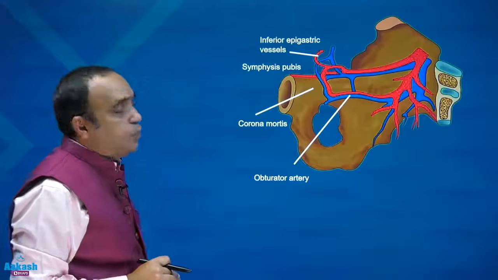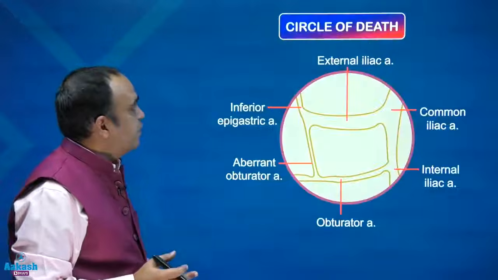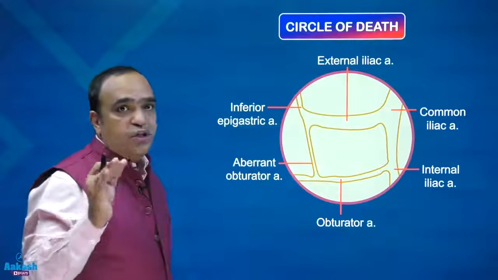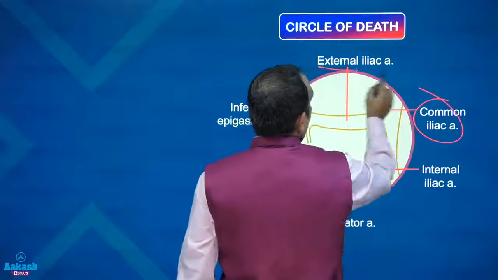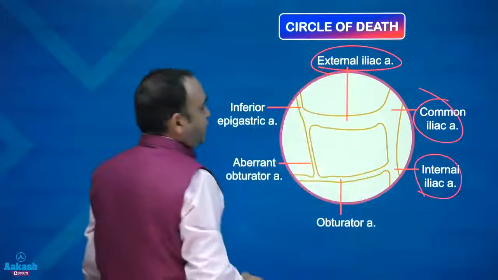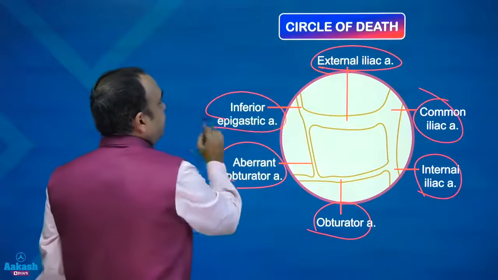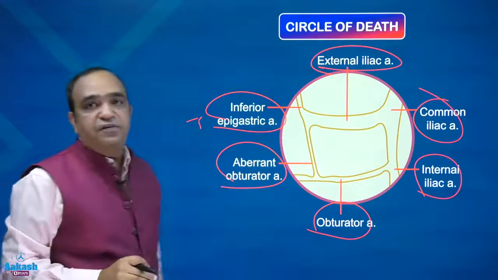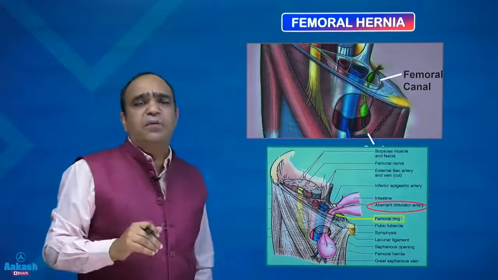So that's the corona mortis, that is circle of death. So it's a vascular arcade you have to take care of. Now you should know the component arteries of the circle of death: the common iliac with both the divisions, internal and external iliac, connected by obturator and aberrant obturator artery, and completed by inferior epigastric artery. So this is about inguinal hernia.